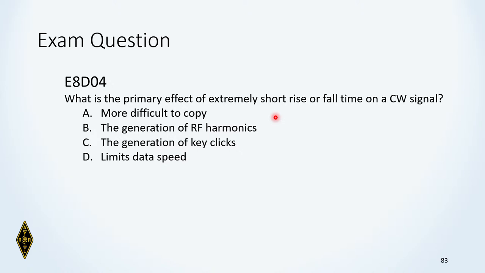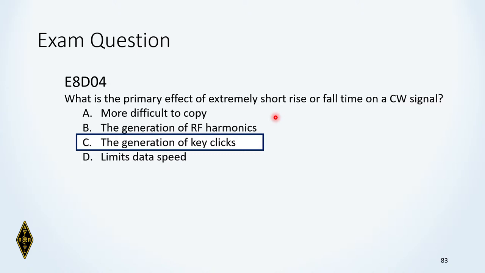What is the primary effect of extremely short rise or fall times on a CW signal? And be careful with this one. Charlie. You can create harmonics, but I think it's Charlie. Yeah, it is Charlie, and I don't know if I spent much time talking about this, but the effect of having those very sharp rise and fall times is it actually sounds like clicks. If listening to it on the air, you should hear a nice smooth signal.